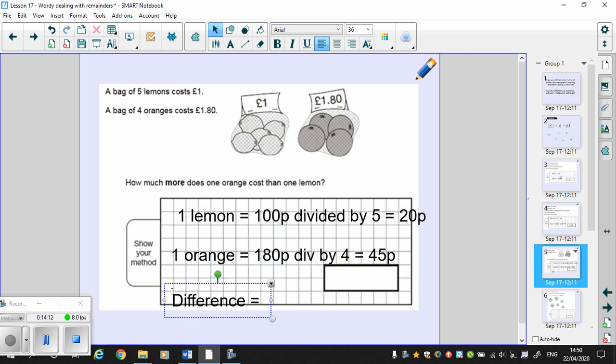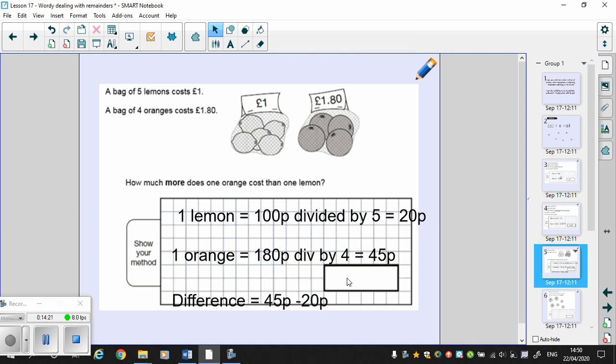And therefore the difference is going to be 45p, take away 20p, which obviously is 25p. And that goes in the answer box. Does that make sense? Yeah, that's a reasonable amount.